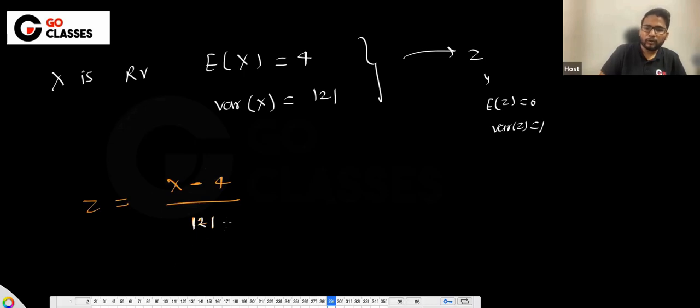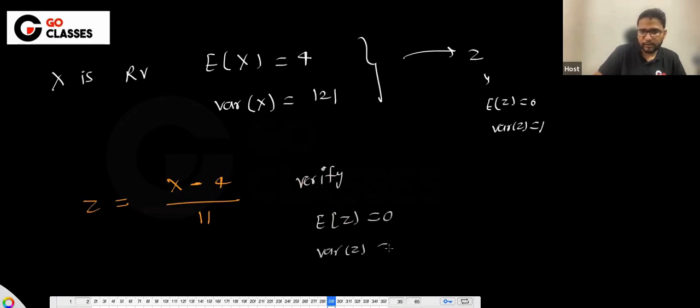No. Why? Because in the denominator you have the square root of variance, which means you have the standard deviation. Then this is correct. You can easily verify that the expectation of Z is 0 and the variance of Z is 1. That's not hard to verify. So basically that's what we will do in the normal distribution.